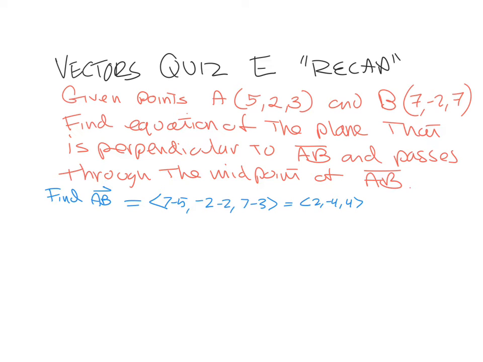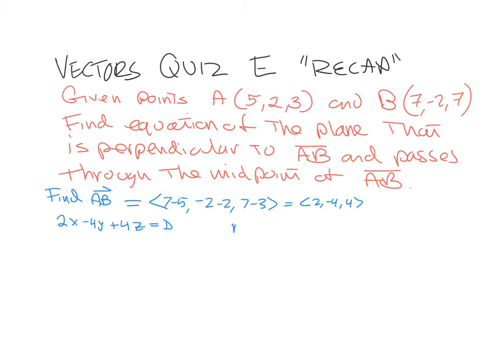All we need to do to get started with the plane equation is take the components of that vector and use them as the coefficients of the plane equation. So here's our preliminary plane equation. It's going to be 2x minus 4y plus 4z equals d. We don't know what d is yet. The way to figure out d is to find a point that's on the plane and substitute its coordinates for x, y, and z in this equation. That'll give you d. Well, the point that we know is going to be the midpoint of AB.